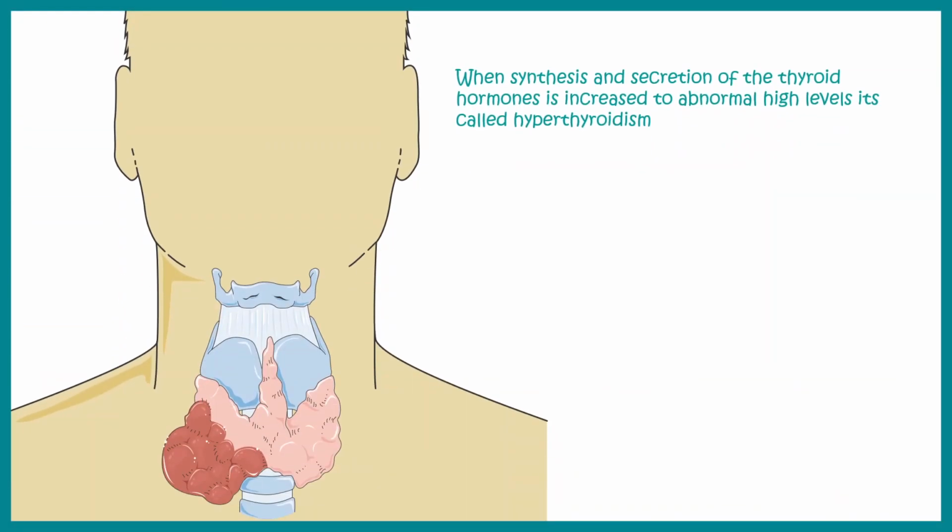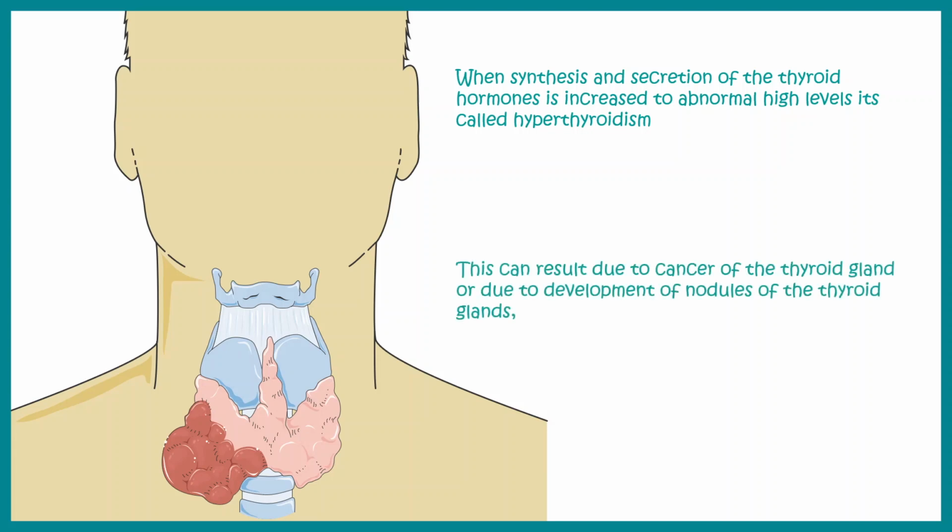When synthesis and secretion of the thyroid hormone is increased several folds, abnormally high, this is known as hyperthyroidism. Previously we talked about hypothyroidism. Hyper means simply more, and hyperthyroidism can lead to several other diseases. Hyperthyroidism can also be a cause of thyroid nodule cancer.